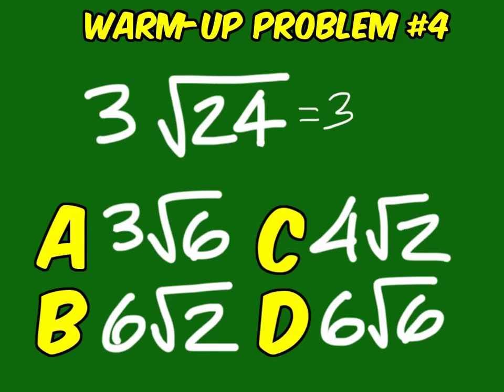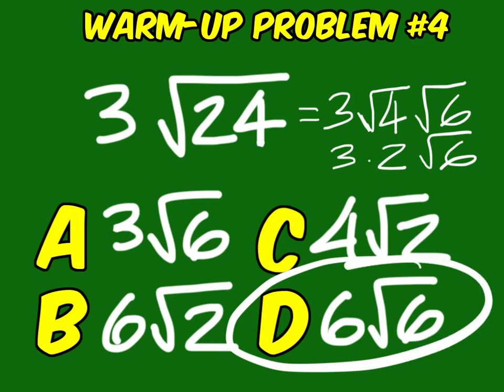This one breaks up as 4 and 6. So that would be 3 times 2, square root of 6, which is D.